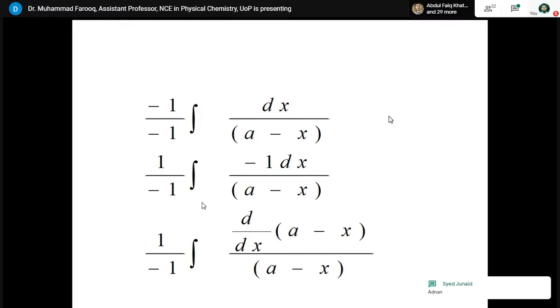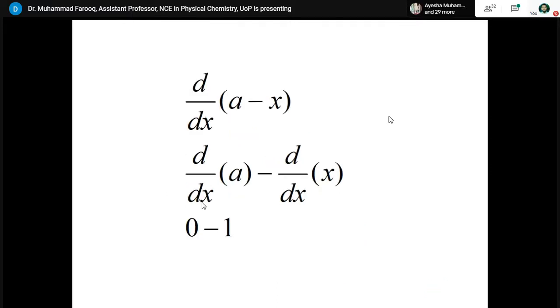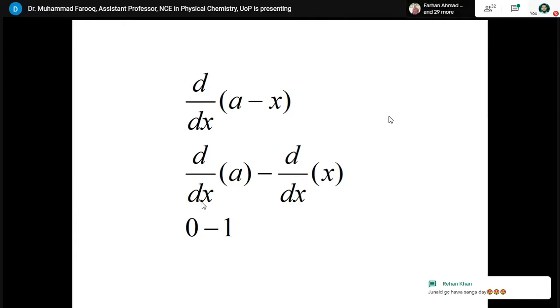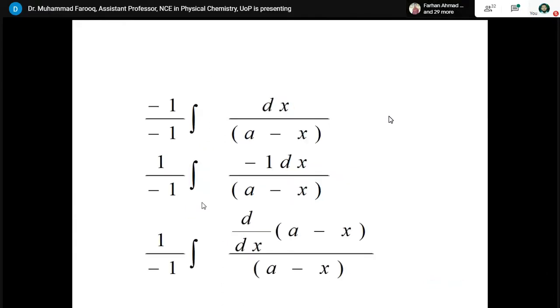Now, instead of minus 1, I can write d divided by dx of a minus x, because minus 1 is equal to the derivative of a minus x. When we solve d divided by dx of a minus x, we get minus 1. So in place of minus 1, I put the derivative of a minus x.